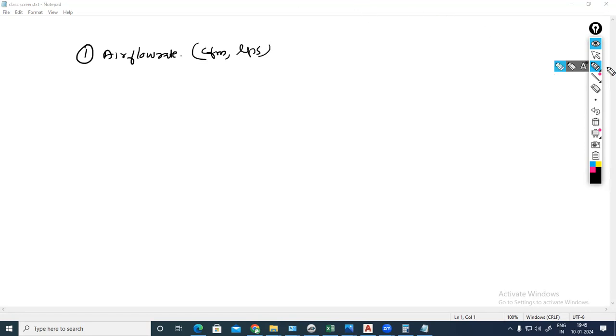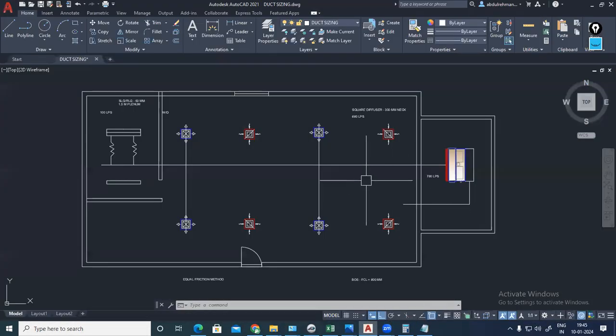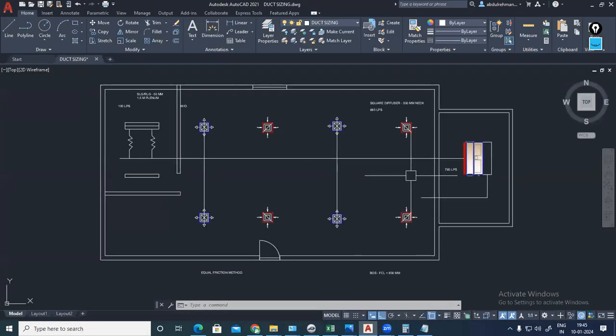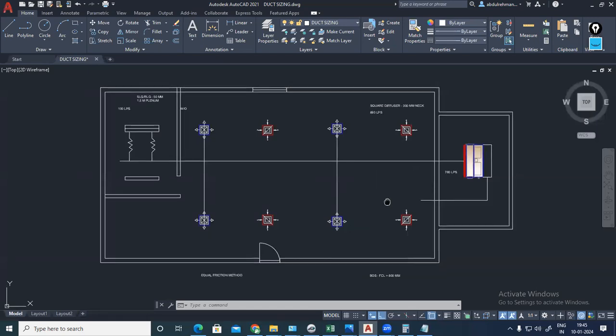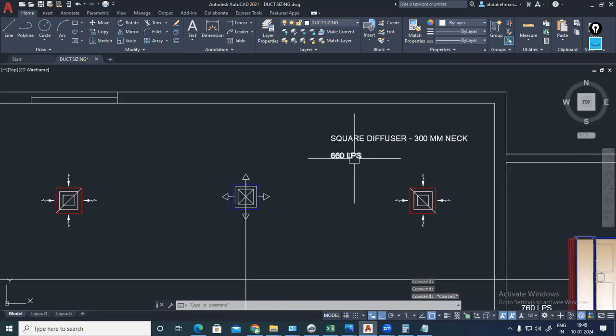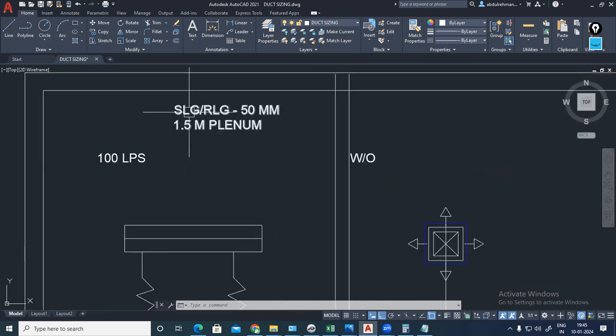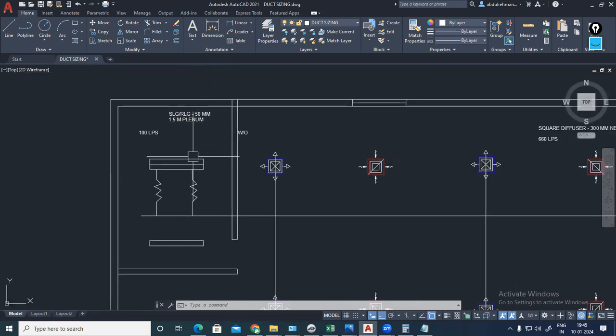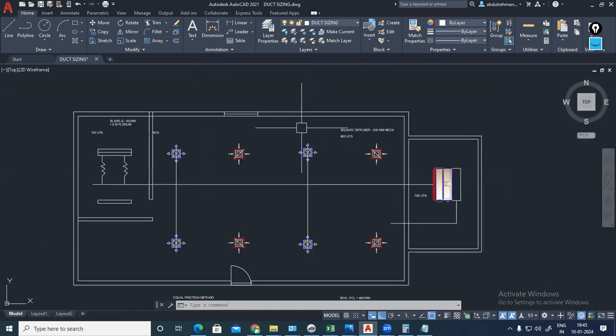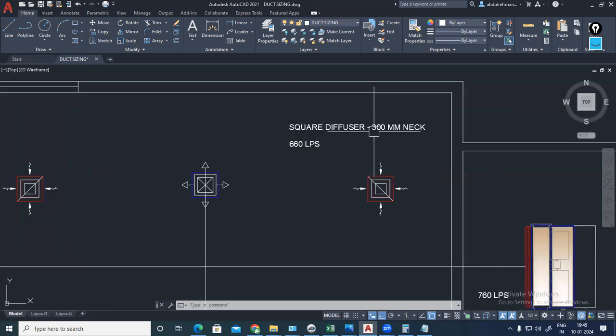See, I'm just going to this drawing. It is like two small spaces. After the heating and cooling load calculation, we got that in the front space, this is a conference room only, we should deliver 660 liter per second. Inside this, I have to deliver 100 liter per second with the help of a supply linear bar grille, 50 mm. This one we will study in the air terminal class. Plenum sizing we will do here. And in this area we are using square diffusers. 4 number of square diffusers we are having.